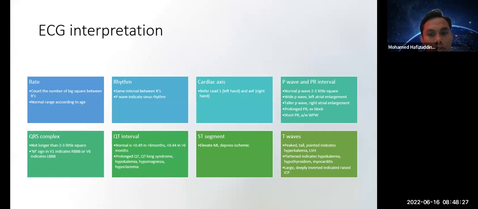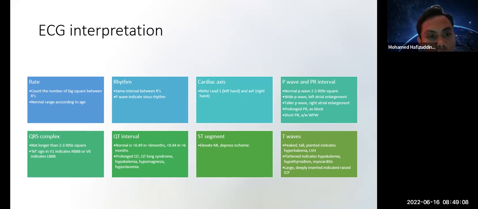Okay, so next, I will just revise regarding the ECG interpretation. As we all know, when it comes to interpretation, there are several items that we need to mention, including rate, rhythm, cardiac axis, P wave, PR interval, QRS complex, QT interval, ST segment, and T wave. So for rate, basically how we are going to get the numbers, we count the number of big squares between the R's, and then compare with the normal range of the heart rate according to the age of the child.